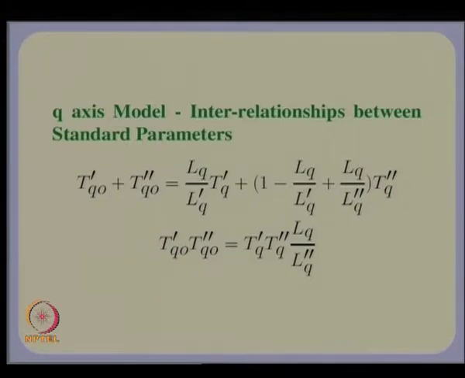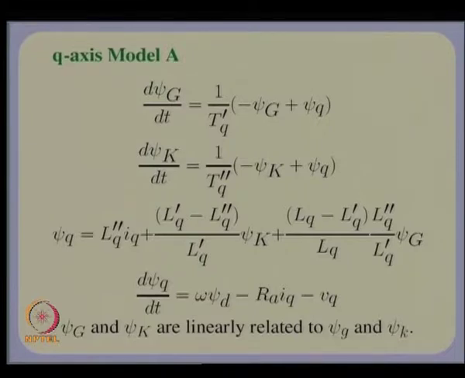So, what I will do now is give you a q axis model. It is a state space model which is using only the standard parameters. Instead of TQ0 dash and TQ0 double dash, I am using the inductances LQ dash and LQ double dash, but remember that they can be obtained from one another. So, really we are in fact using the 5 standard parameters itself.